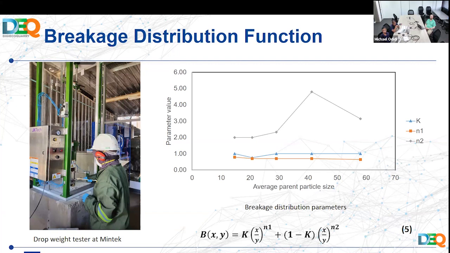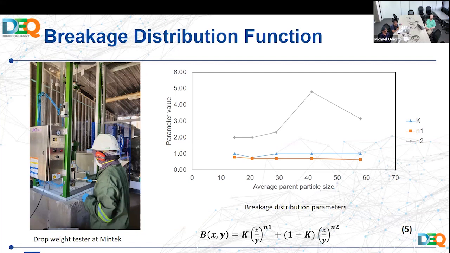So that means most of the material that we're receiving can be characterized in one class. Hence the 1 minus K, the second term in equation 5, is not important. So the K parameter, the wobbling of it, is not a good concern to us. So yeah, that's the approach we follow to get the breakage distribution function.